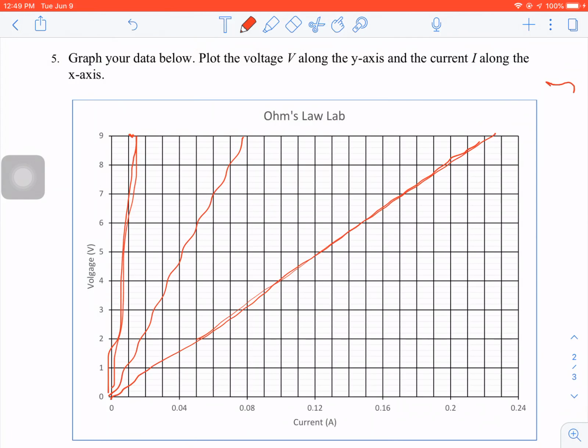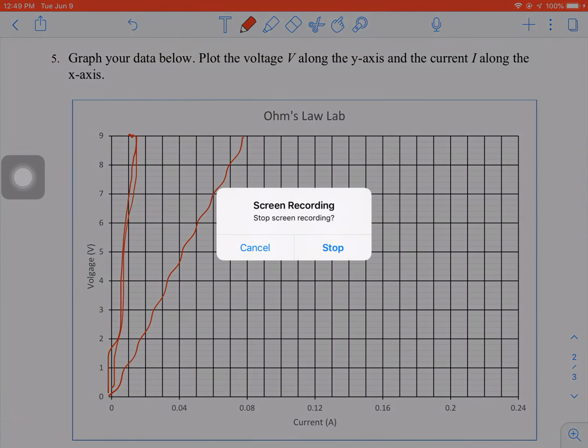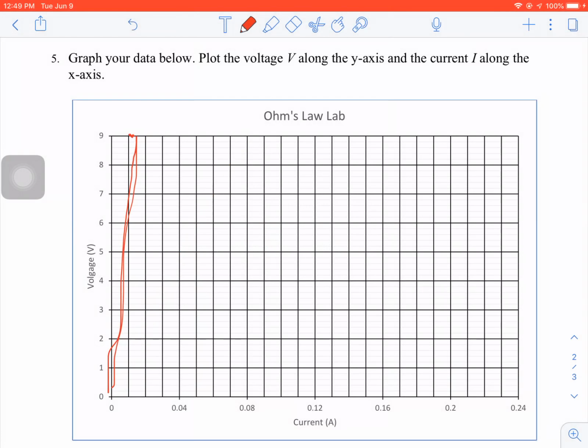If you're using your iPad, once you've got your points on there, you could just draw a straight line for your line of best fit. Again, notice it should probably go through the origin, because when there's no voltage, there'll be no current.